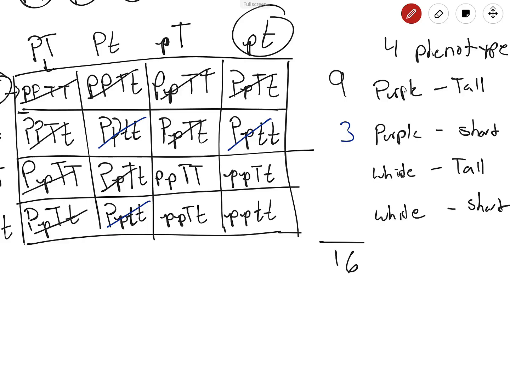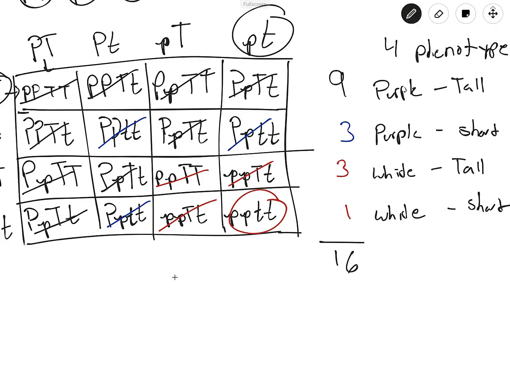Now let's find all of the ones that are white but tall. So we've got little p is white, and then all it needs is 1 capital T. So this one is white and tall, white and tall, white and tall. This one's going to be white and short. So we're going to end up with 3 white and tall, and then this last one is white and short.